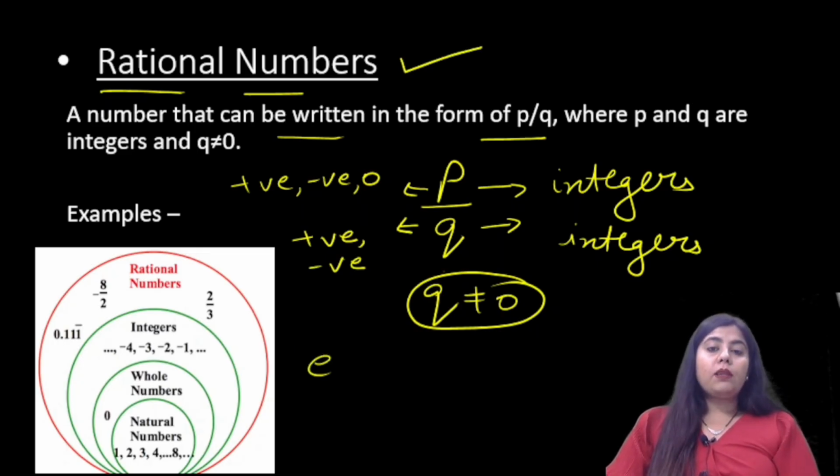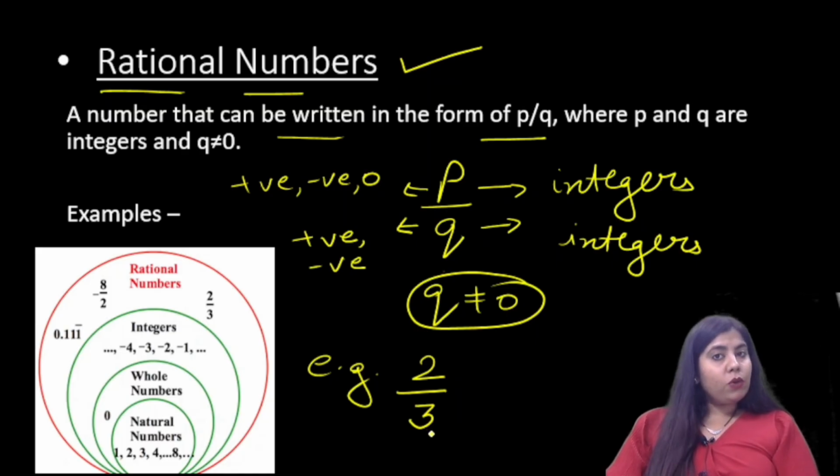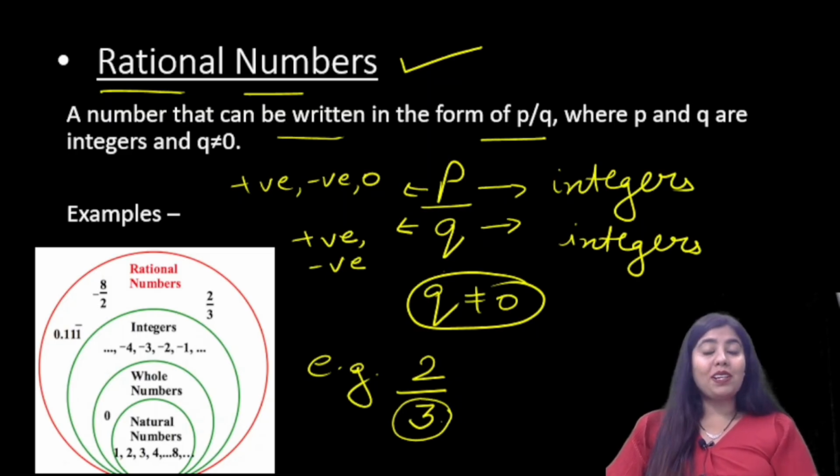For example, if I say that we have a number 2 by 3, we can clearly see that it is in the form P by Q. Here P is 2 and Q is 3. And we can see that Q, which is 3, is not 0. The denominator is not 0, which means 2 by 3 is a rational number.